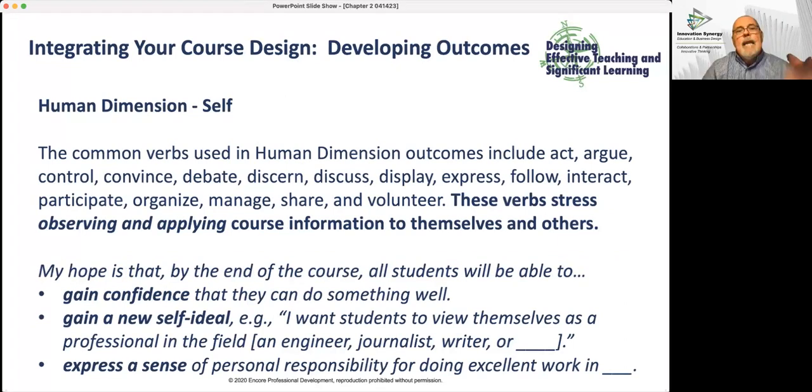All right, now let's move on to the affective side of the wheel, which is going to be those 3 domains, starting with human dimension, self. So again, look at the verbs that you can see in the first paragraph here. You're going to discern, discuss, display, express. And these verbs stress observing and applying course information to themselves and others. So in the self, how is this information affecting you? What's it doing for you? How are you changing? Getting those questions there.